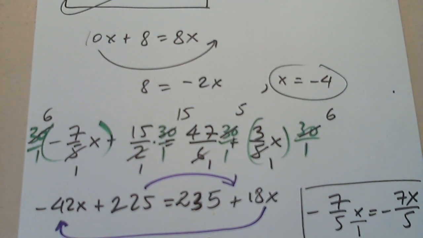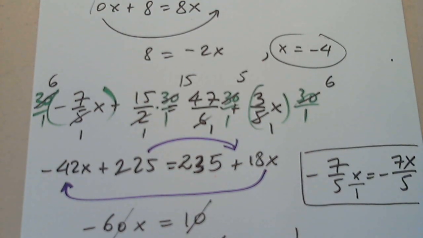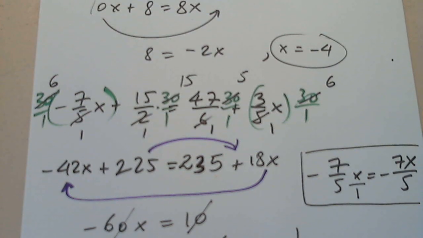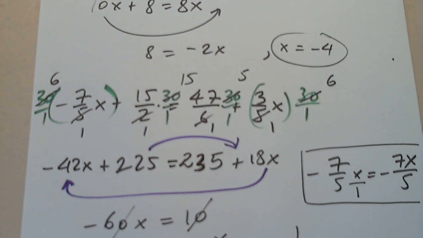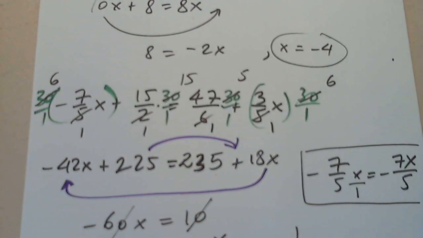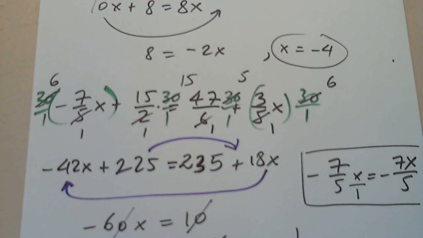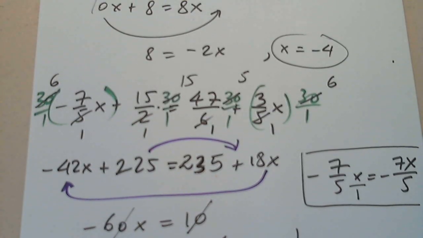Okay, so the original equation was negative 7/5 x plus 15/2 equals 47/6 plus 3/5 x. Okay. I think that was the original one. Was it? Did I copy it incorrectly? Negative 7/5 plus 15/2 equals 47/6 plus 3/5. Yes. So when I go to the graphing calculator, I know I have it here, but who knows where it is. Okay, here it is. Good.